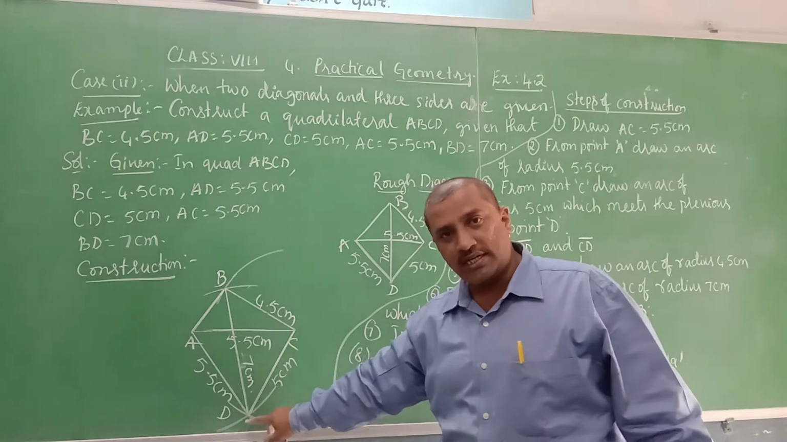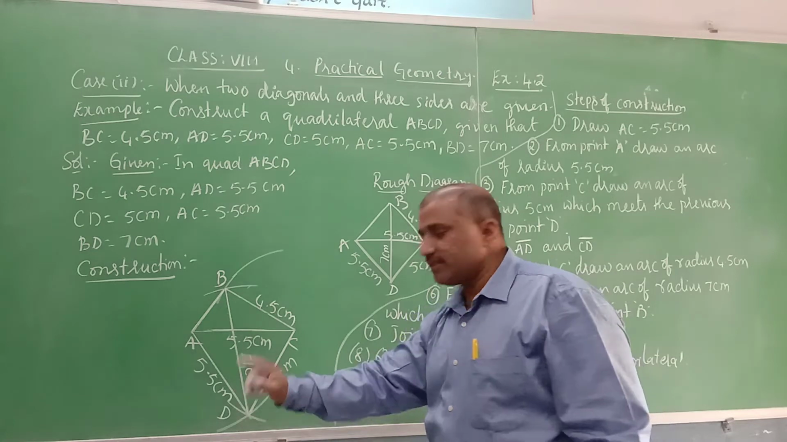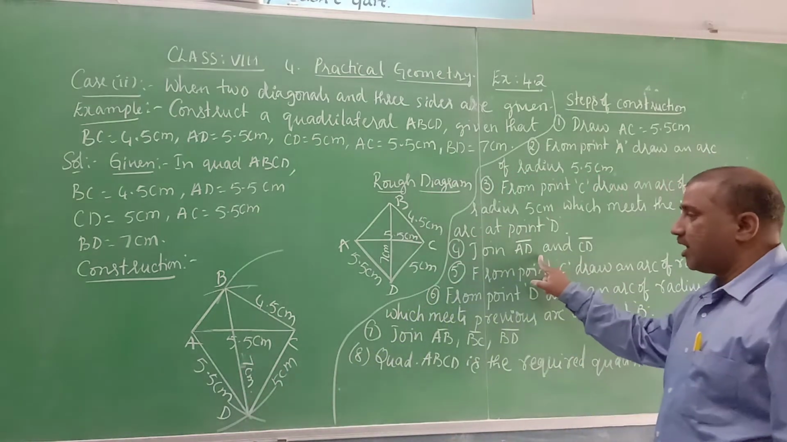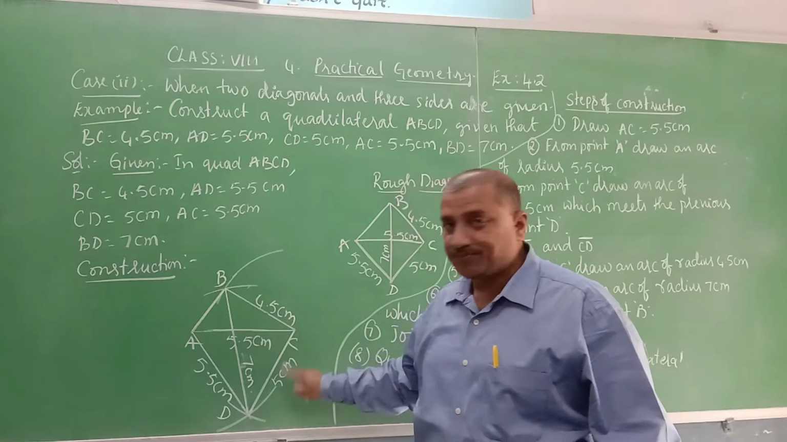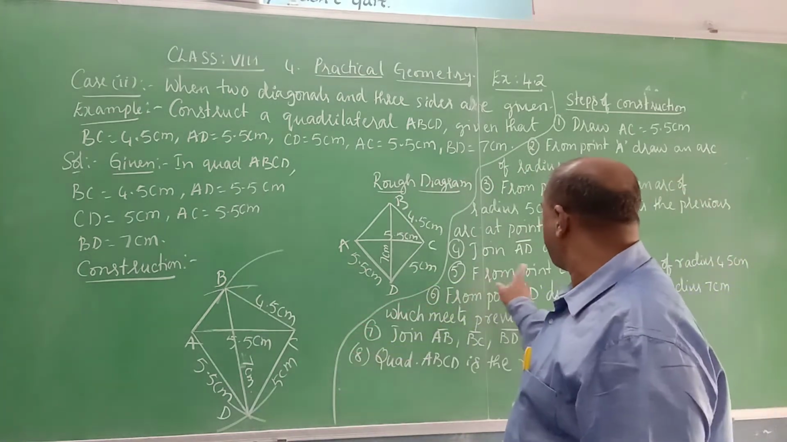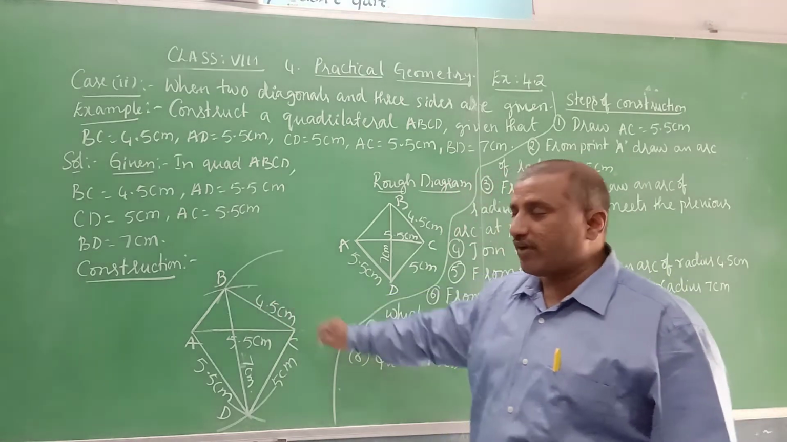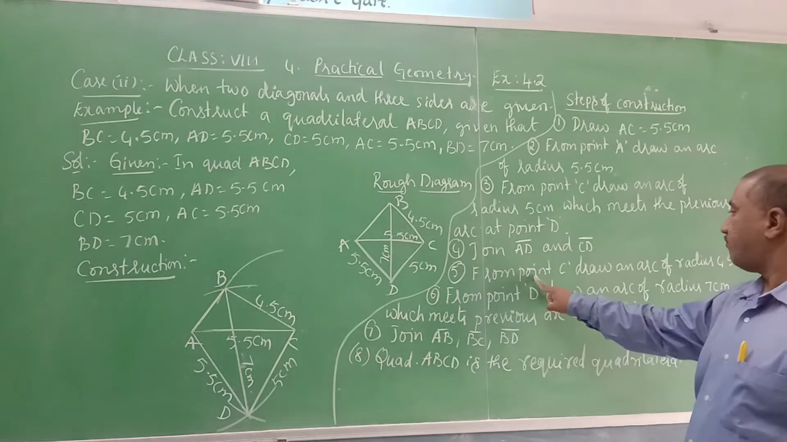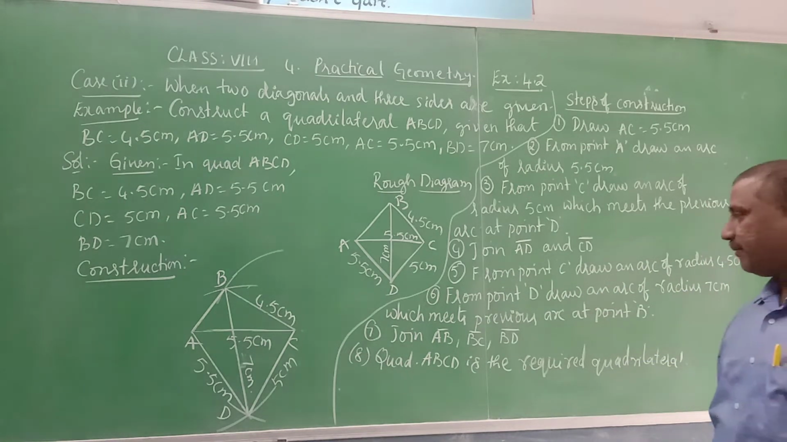Here the two arcs intersect and we take that point as D. Fourth step: join AD and CD. Then fifth step: from point C, draw an arc of radius 4.5 centimeters.